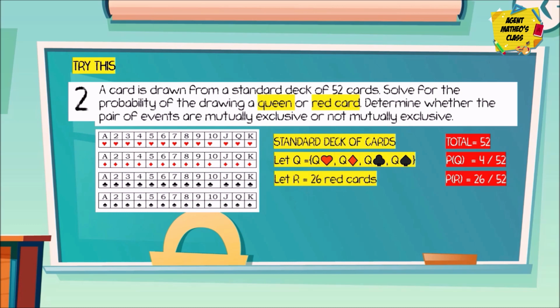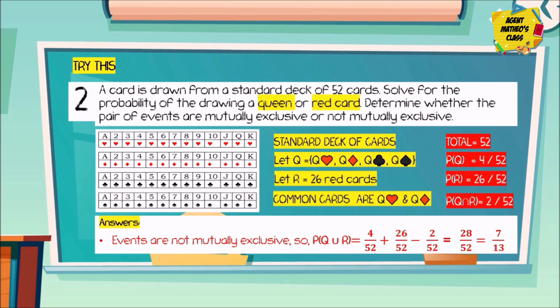Note that there are common cards in these events. These are the Queen of Hearts and the Queen of Diamonds. So, the probability that both of these events will happen is 2 over 52. Therefore, the answer is 4 over 52 plus 26 over 52 minus 2 over 52 equals 28 over 52, which will give us 7 over 13. Did you get the answer? That's a great job.